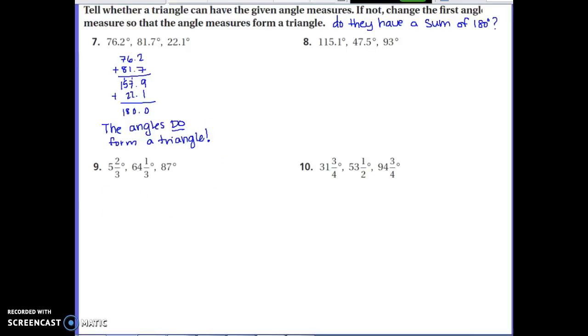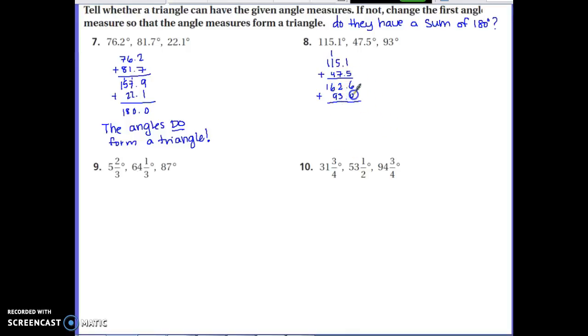Number 8, we're going to do the same thing, just different numbers. I'm going to start with 115.1. I'm going to add 47.5. When I add, I get 6. There's my decimal. 7 plus 5 is 12. Carry my 1. 4, 5, 6, and 1. Now I need to add on that third angle of 93. You might be able to see that this is not going to work out.